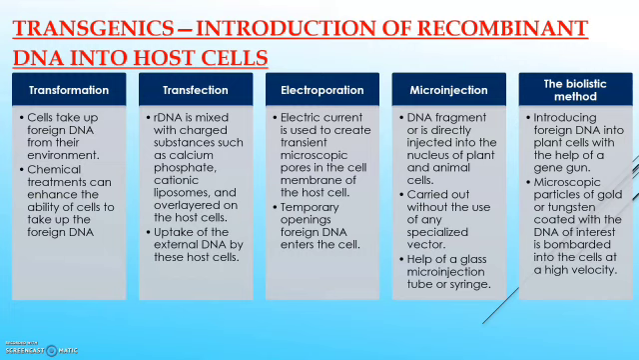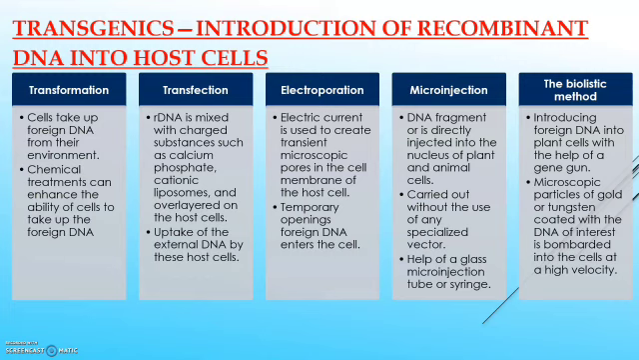And the next method is electroporation. During this process, electric current is used to create transient microscopic pores in the cell membrane of the host cells. Through these temporary openings, foreign DNA enters the cells. This method is especially suitable for cells such as yeast, mammalian cells, and plant protoplasts.